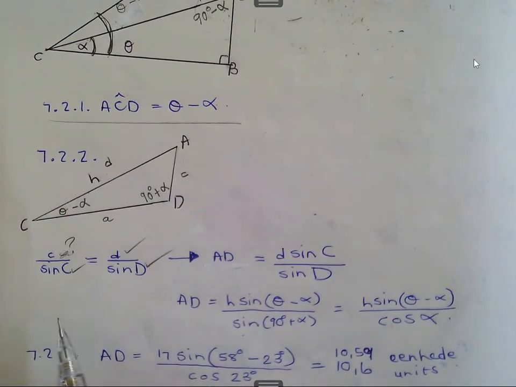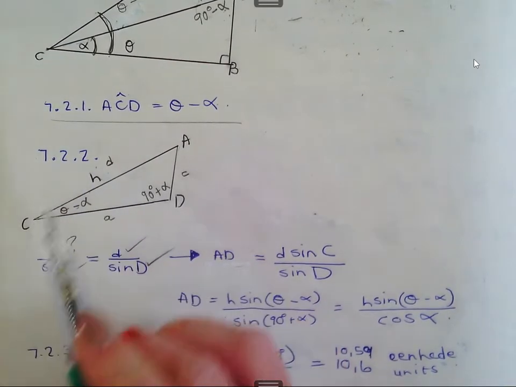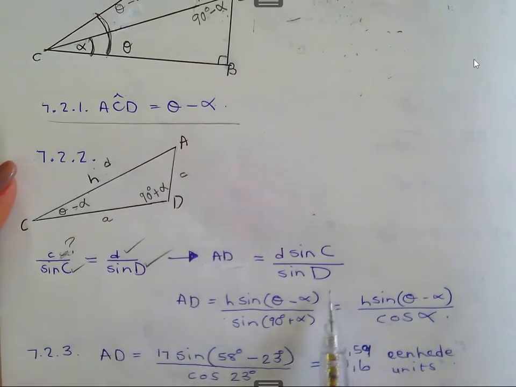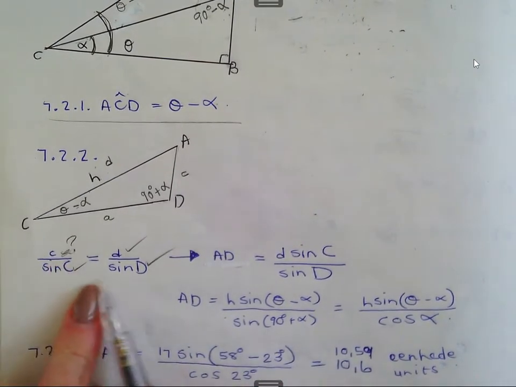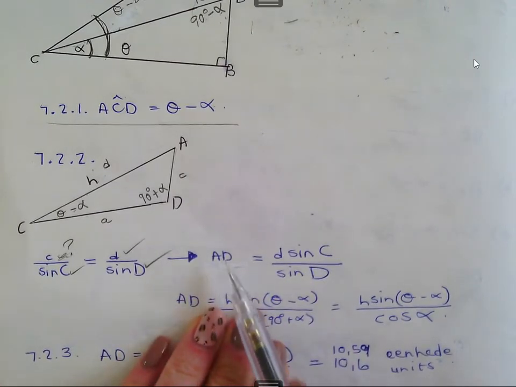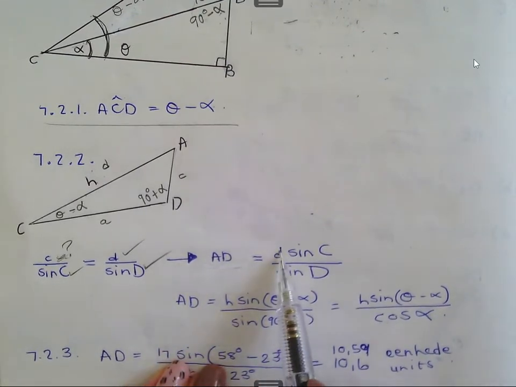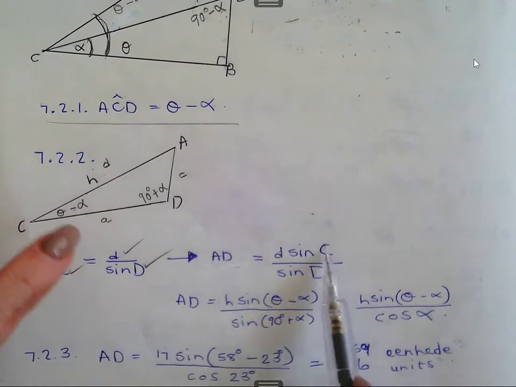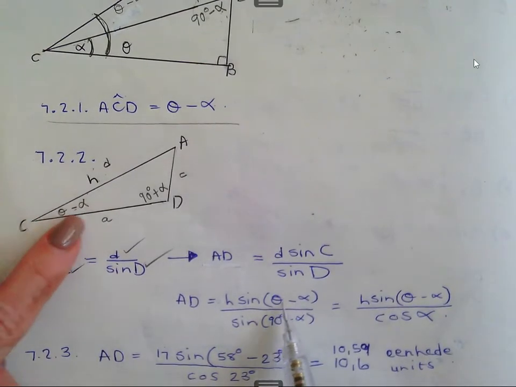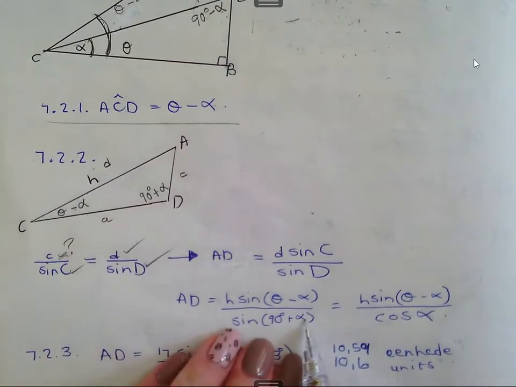And I use it in the sine rule. I knew I'm going to use the sine rule because I've got two angles and one known side. That allows us to use the sine rule. So what I did is I took the sin C over before I substitute, so I got that AD alone. That's the side c. And when I got it alone, only after that did I substitute into it. So in the place of d I put h. In the place of C I put theta minus alpha. In the place of D I put 90 degrees plus alpha.